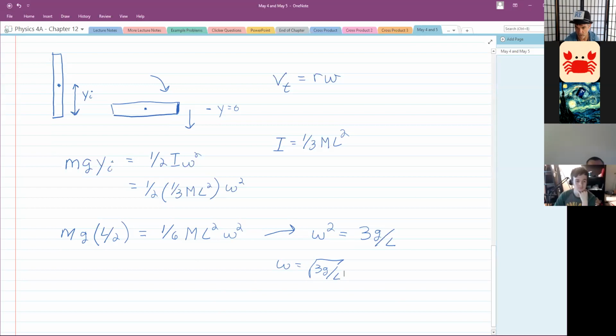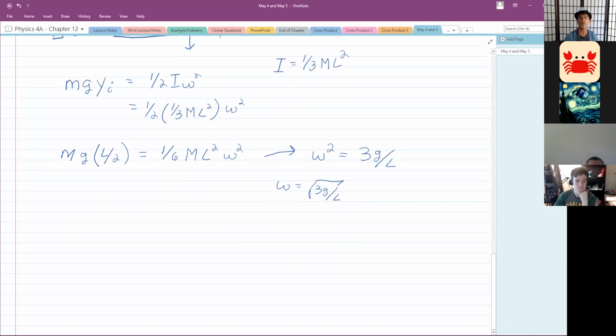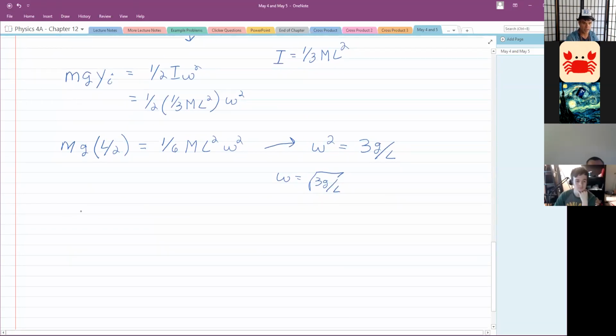Now, if I want to know how fast a particular part of the meter stick is moving in terms of its translational speed, remember, it's related by v equals r omega. So if I want to know how fast the end is moving, a distance L away, which for a meter stick would just be a meter, this would be L times omega, which is L times the square root of 3g divided by L, which I can just write as the square root of 3g times L. And then for this case, L would be 1 meter.